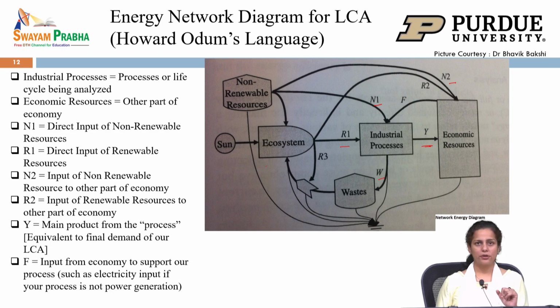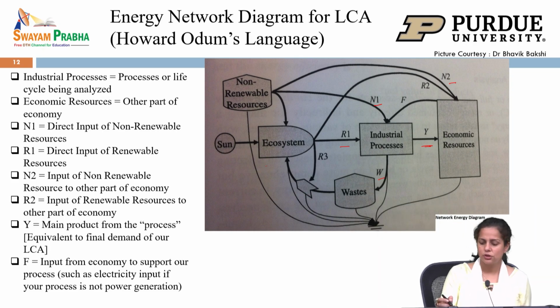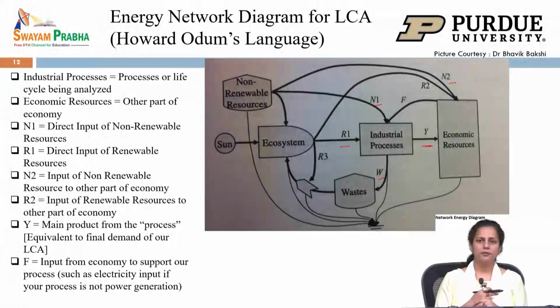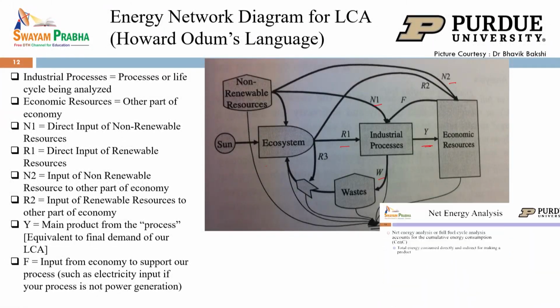So, we already talked about F is equal to input from economy to support our process. So, we did not talk about this feedback loop, but we will leave it for now, because when it comes in the feedback loop for the network diagram itself.